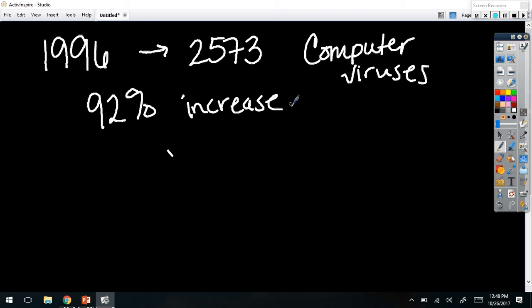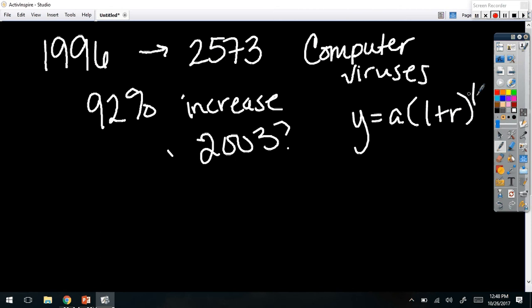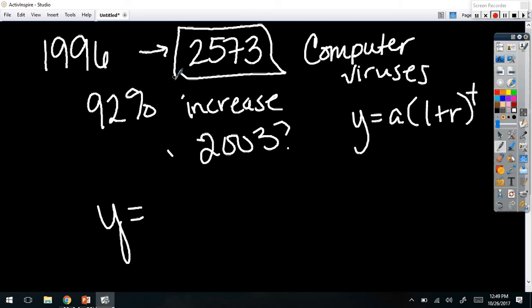So, 1996. How many computer viruses were there in 2003? I don't know. Okay, so you plug it into the equation. My initial amount, or what I started with: how many did I start with? In 1996, there were 2,573. So 2,573. That's my A if I were graphing it, right?